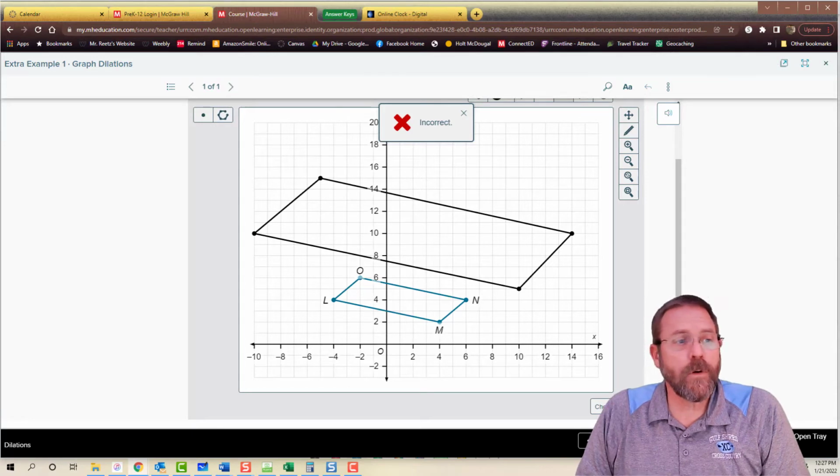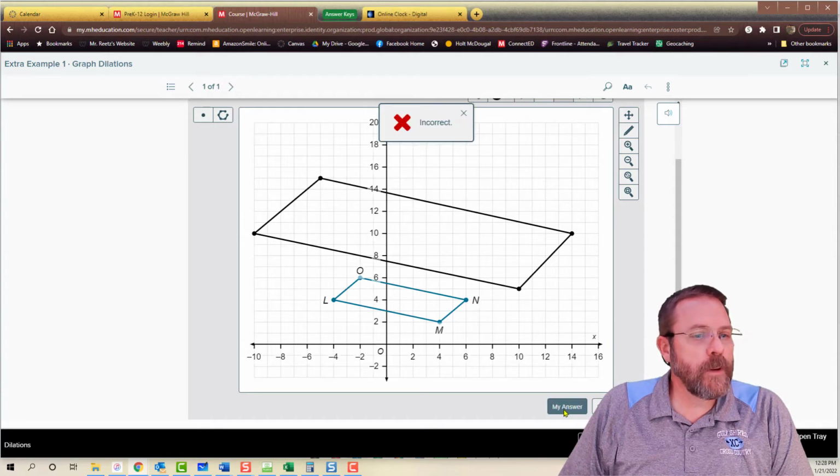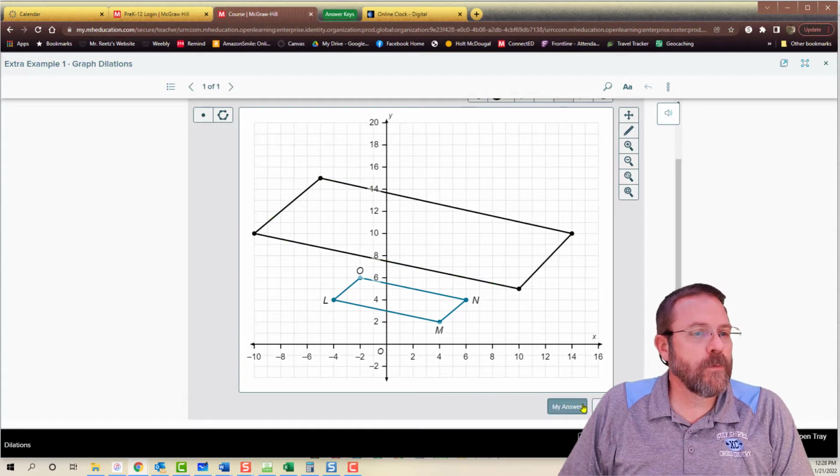That marked it wrong. Somehow, for some reason, these graphs don't like it when we do this, so everything here should be good. I did create another parallelogram. Everything looks good here to me. Following up on that comment, let's just see what they put. That is my answer. This is their answer, my answer, their answer. You can see it's the same.